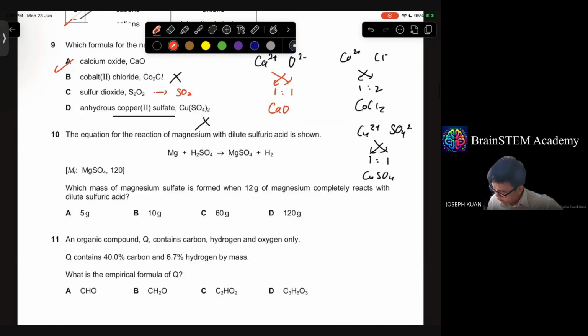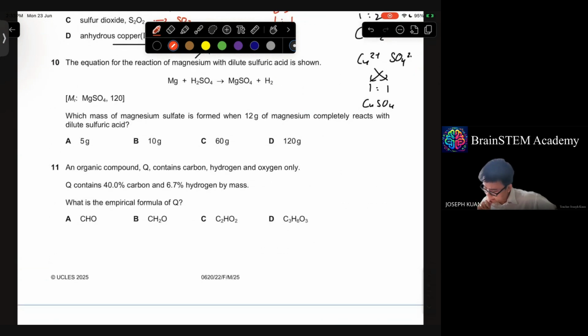Question 10. The equation for the reaction of magnesium and dilute sulfuric acid is shown below. Which mass of magnesium sulfate is formed when 12 grams of magnesium completely reacts with dilute sulfuric acid? Since we are given the mass of magnesium and they want us to find the mass of magnesium sulfate, we first convert the amount of magnesium used into moles, then compare the mole ratio given by the equation, and lastly use that to find the mass of magnesium sulfate.